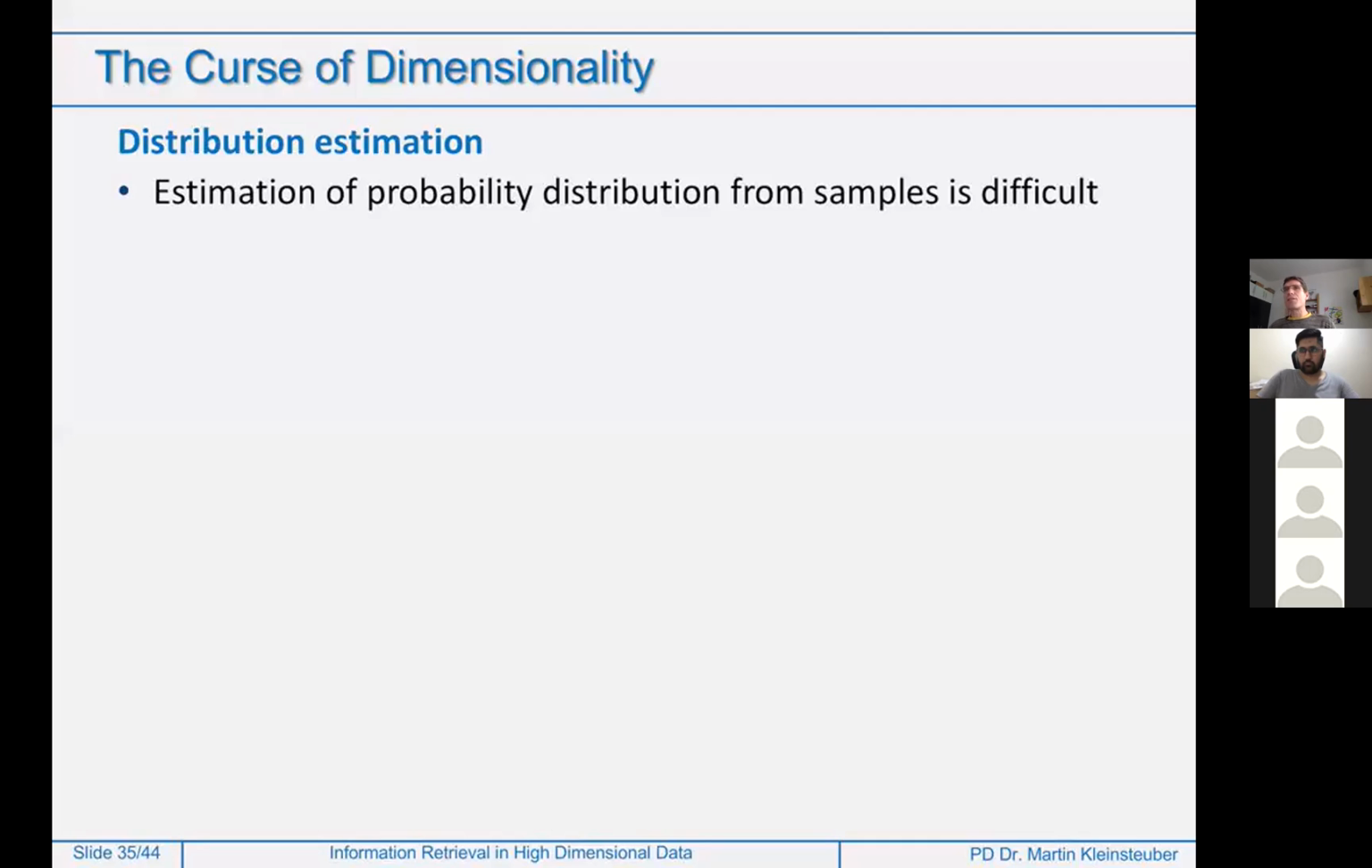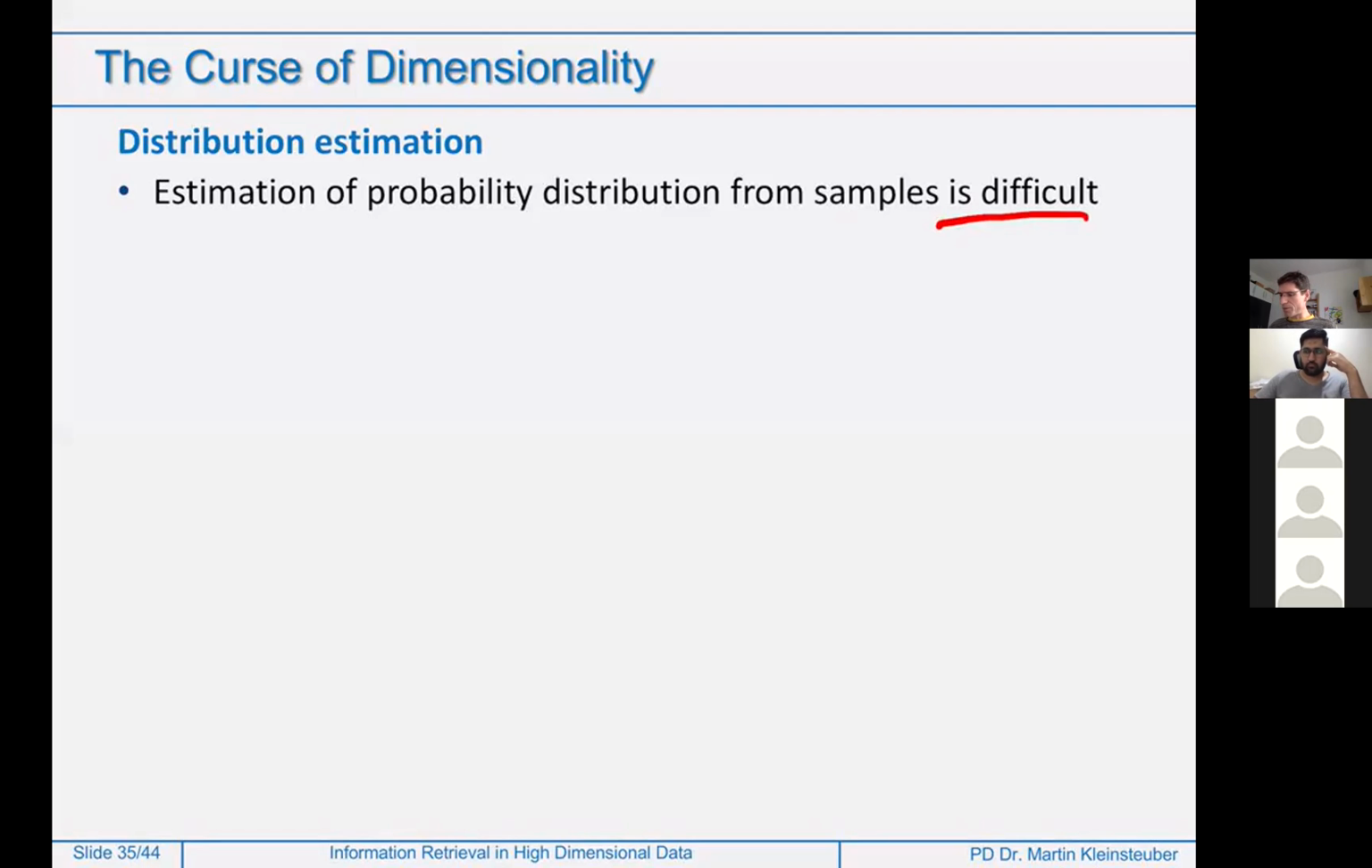I would like to start with the first aspect; there are three aspects. The first aspect is that distribution estimation is very tricky if the dimension of the distribution is very high. So estimation of the probability distribution from samples is difficult in that case. And I would like to give you a kind of feeling for what that means.